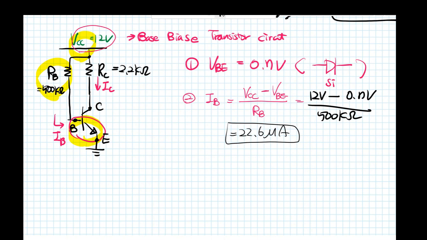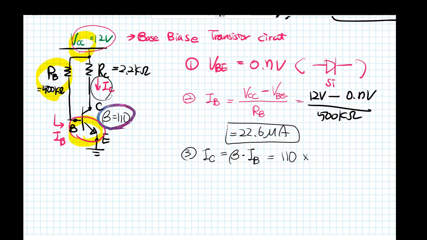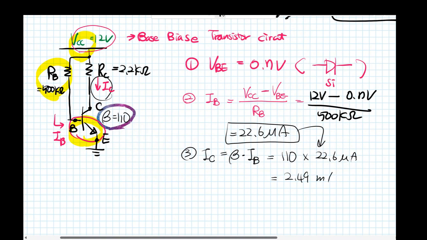Okay. And three is what is the collector current? We learned before this formula, beta times the I sub B. Oh, okay, the beta was given, 110 here. It's right there. So the beta 110 multiplied by I sub B, we have already calculated. So finally that was 2.49 milliamp. Okay.